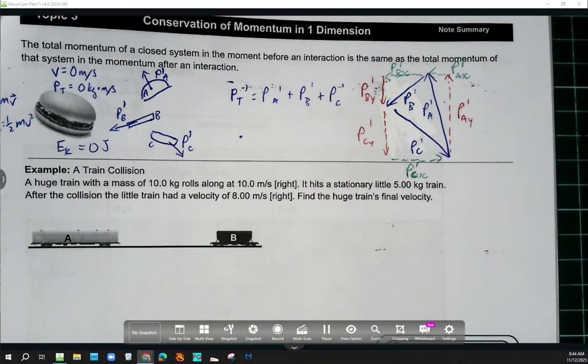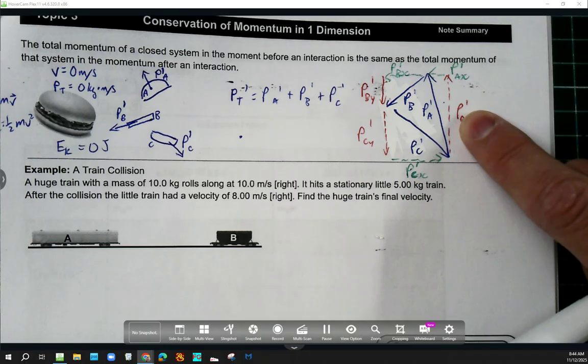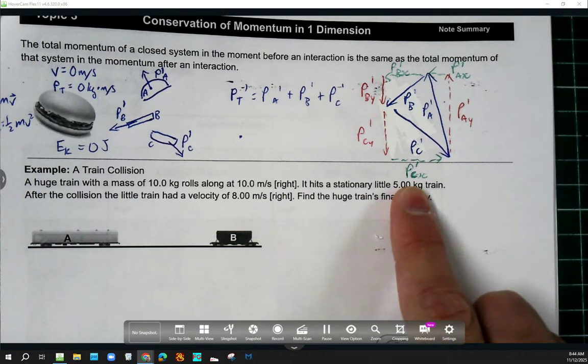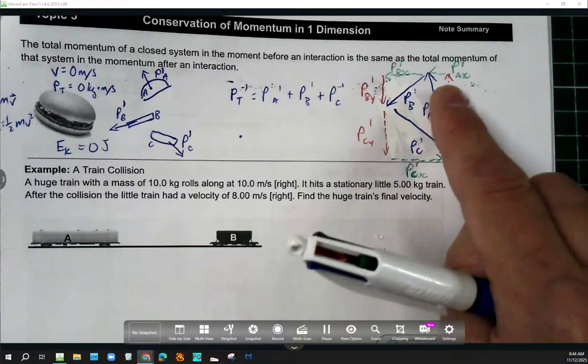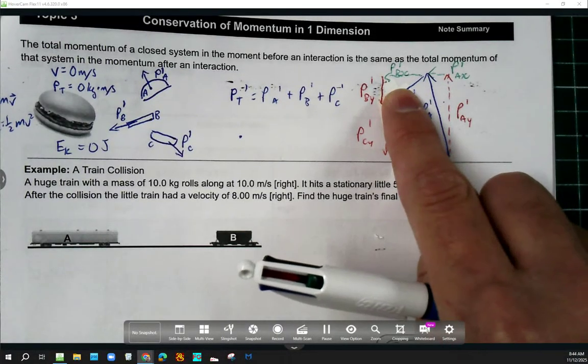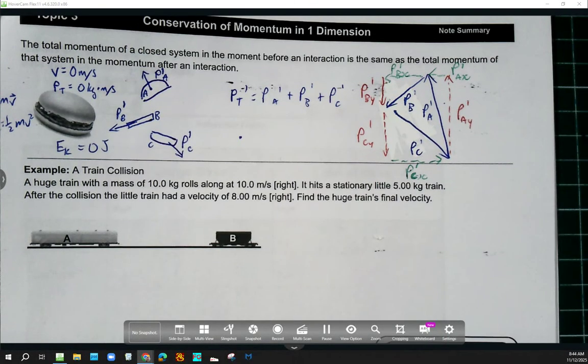And it might be easier to show that the total momentum is 0 after by saying, look, all the x's add up to 0. All the y's add up to 0. And you can see that as much as this PCX prime goes over to the right, PAX prime and PBX prime go the same amount over to the left, right? So dealing with it in x and y is going to be the responsible way to deal with this. It'll be much easier than trying to deal with it as just a two-dimensional shape, right?